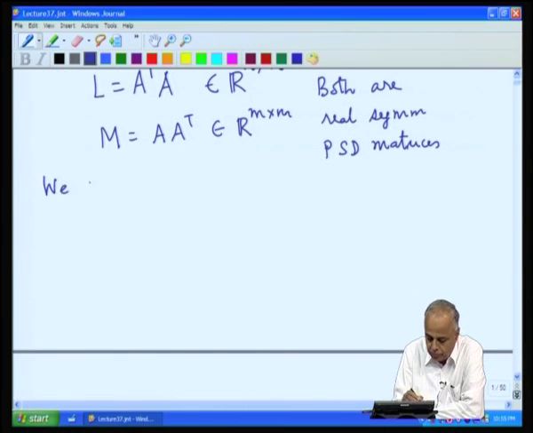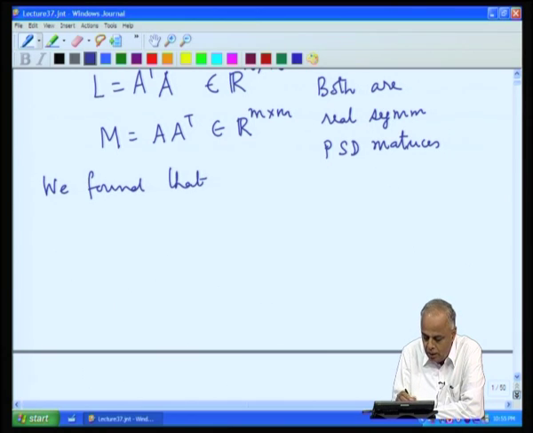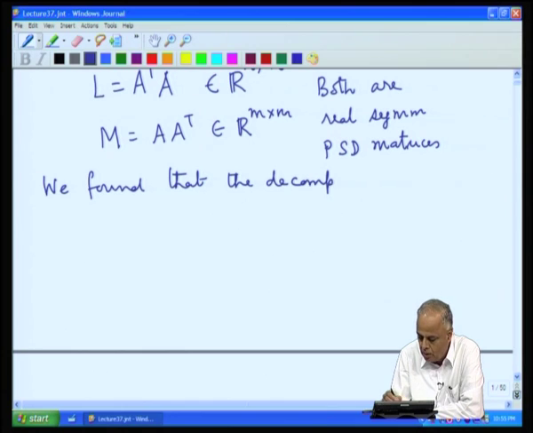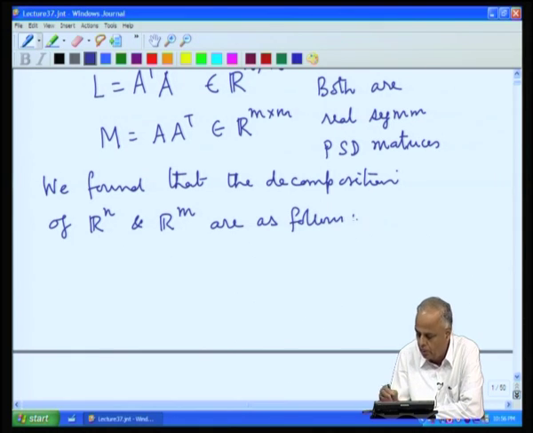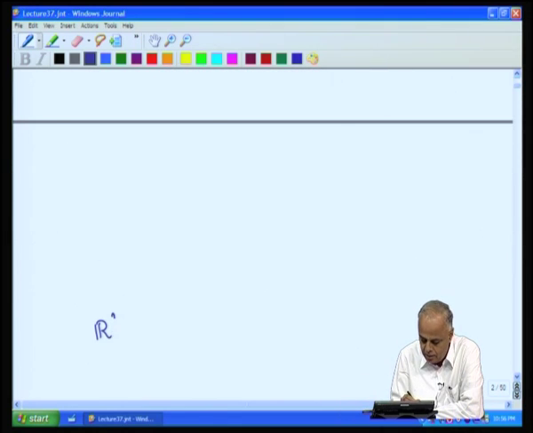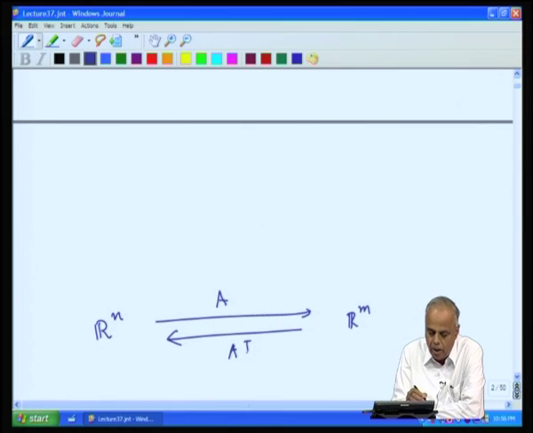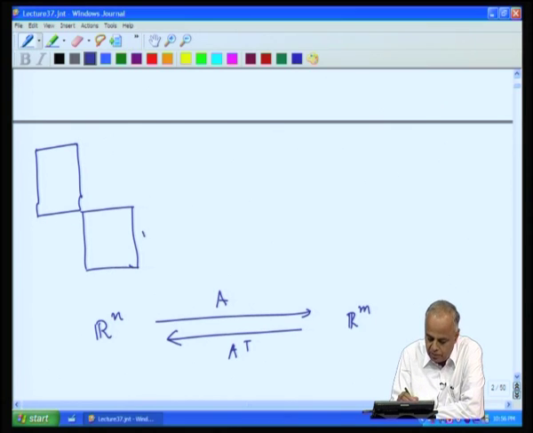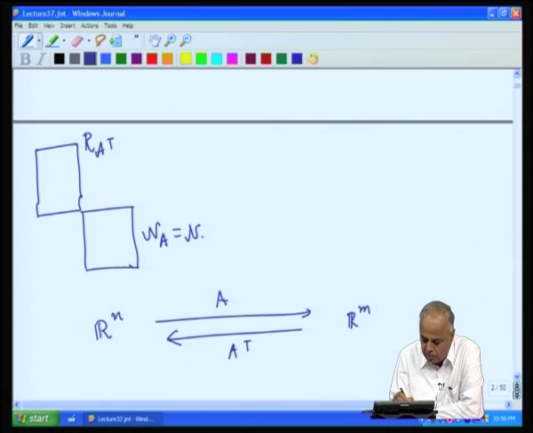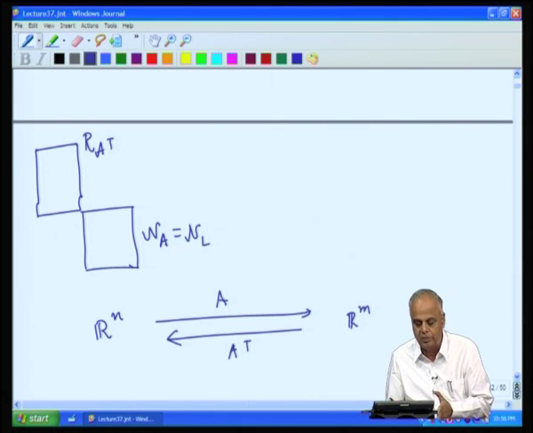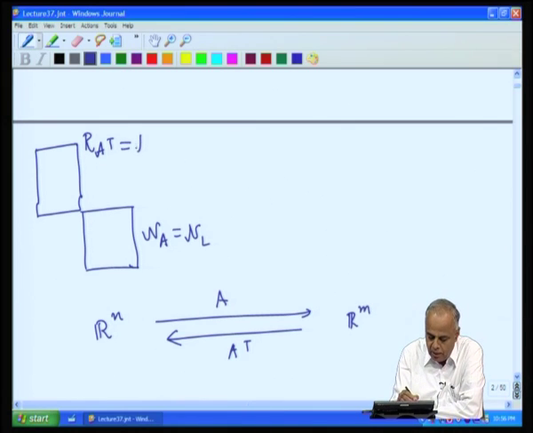And we found that when we look at the decomposition of R n and R m, it is as follows. If we look at the R n side and the R m side, and we have A going this way and A transpose going this way, on R n the fundamental decomposition corresponding to the matrix A was the 2 orthogonal spaces, null space of A and the range of A transpose. We found that the null space of A is the same as null space of the positive semi-definite matrix L, and the range of A transpose was the same as range of L.